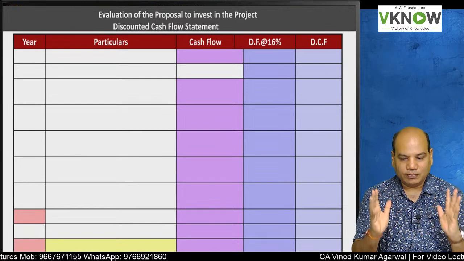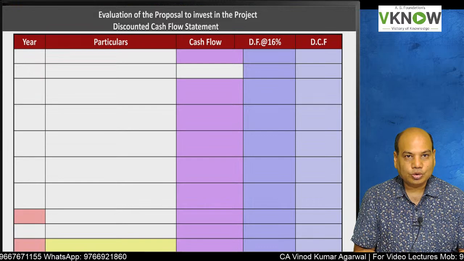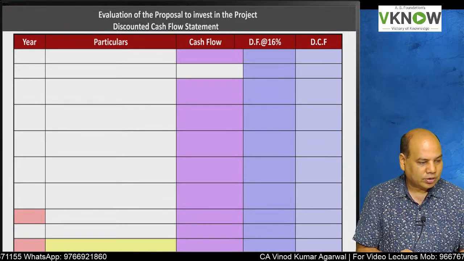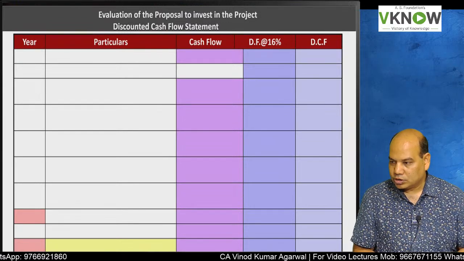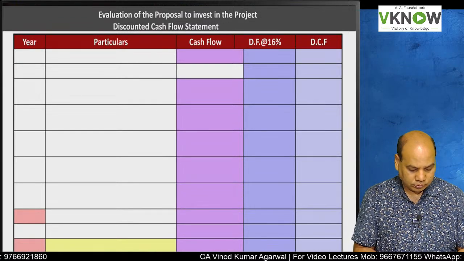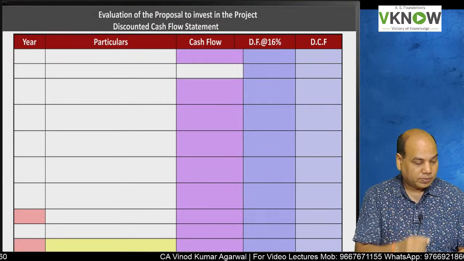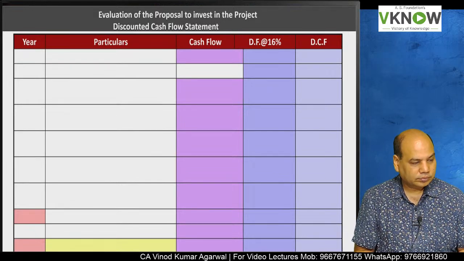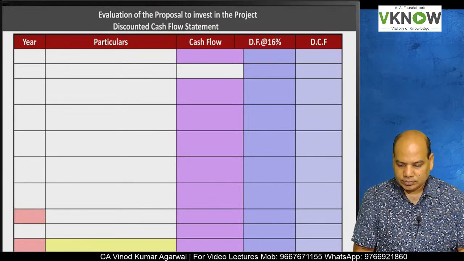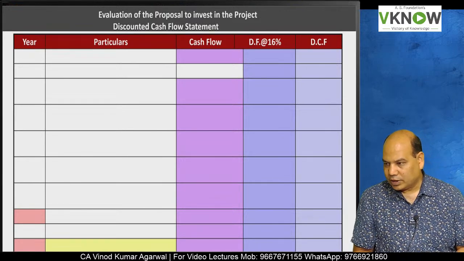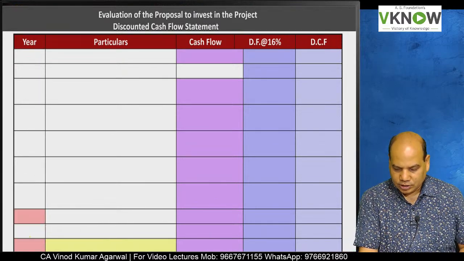Write down. First, I will draw the main format, followed by working notes, more than one working note. Okay, so write: Evaluation of the proposal to invest in the project. Under that, write: Calculation of NPV.